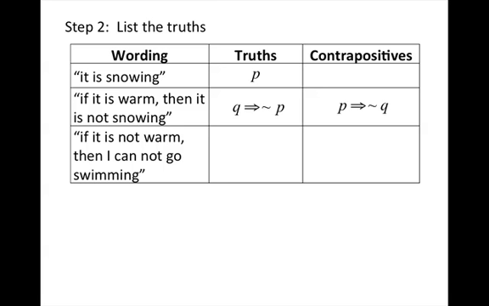Then finally I'm told if it is not warm, then I cannot go swimming. Well, being warm was Q, so not warm is not Q. Going swimming was R, so not going swimming is not R. So I have not Q implies not R. And again, I want to list the contrapositive because I may or may not need it in my proof. So for the contrapositive, switch the order and negate each side. So I have R implies Q.